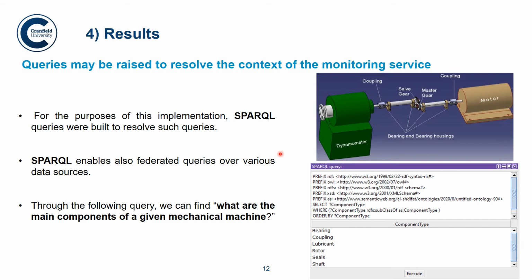SPARQL also enables federated queries over various data sources. Through the following query, we can find what the main components of a given mechanical machine are. As you can see here, this figure shows the results of the query to identify the main components of the asset type. These components are bearing, coupling, lubricant, rotor, seals, and shaft.